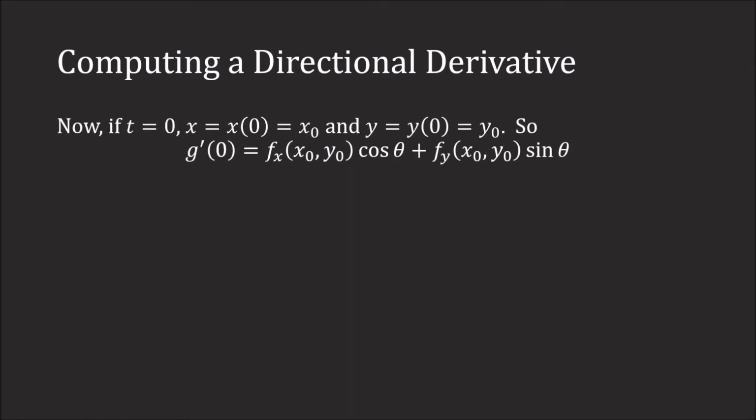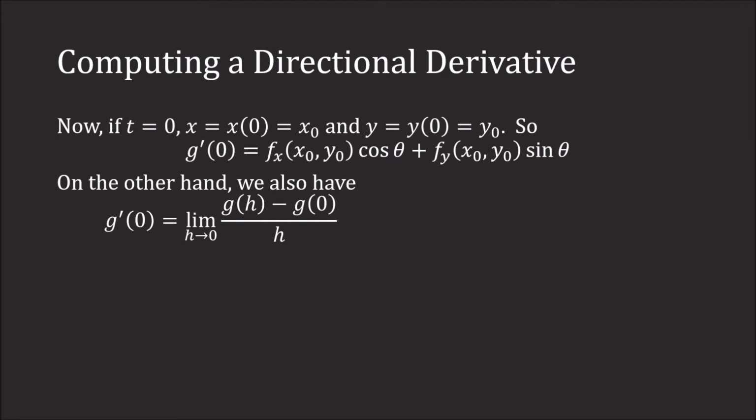Now, if t is equal to 0, x is equal to x of 0, which we denote as x naught, and y is equal to y of 0, which we denote as y naught. So g prime of 0 would equal f sub x of x naught, y naught times cosine of theta plus f sub y of x naught, y naught times sine of theta. On the other hand, we also have the limit as h approaches 0 of g of h minus g of 0 over h. This is g prime of 0.